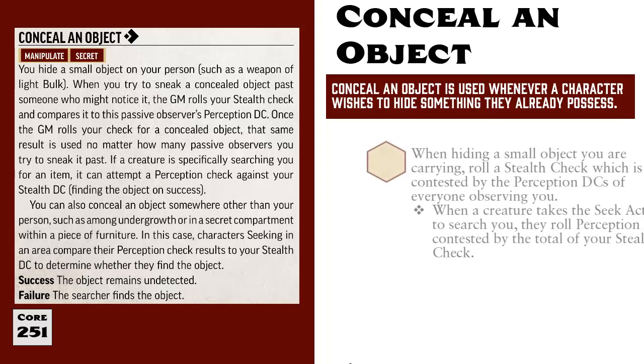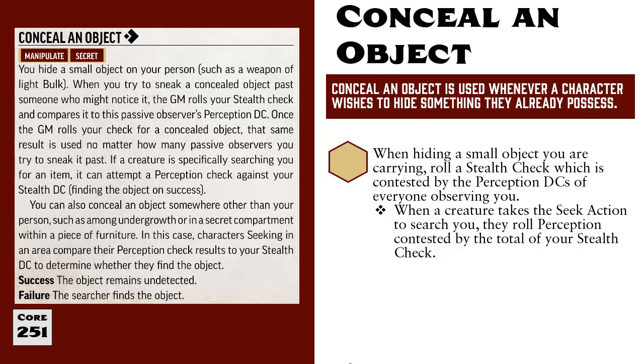If you are hiding a small item that you are carrying, the GM rolls your stealth skill in secret and compares that total to the perception DCs of everyone you are hiding the item from. If your check total is higher than their perception DCs, then they do not notice that you're hiding anything. And note you only roll this check one time, not once for each creature you are hiding the object from. If a creature is actively searching you, for example, they're an alert guard and they're keeping a watchful eye out, then they roll a perception check against your stealth DC instead of relying on their perception DC.